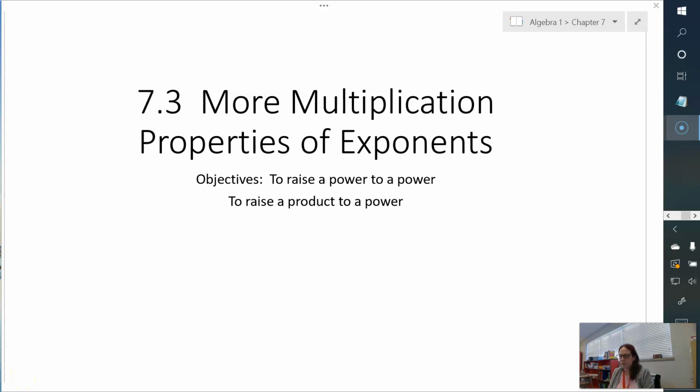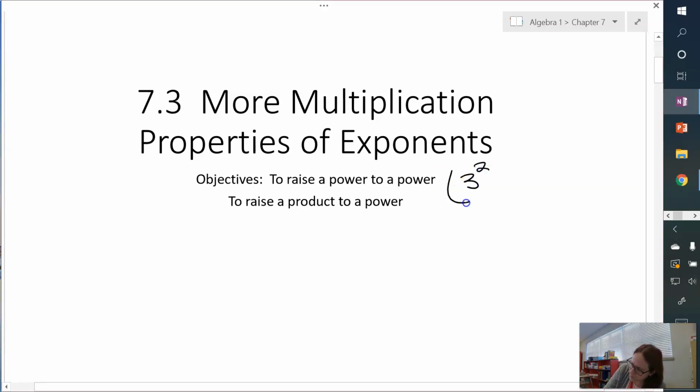Snook with section 7.3, More Multiplication Properties of Exponents. And what we're going to do today is raise a power to a power, so it might look something like this. 3 squared, and then raise that whole thing to the 4th. We can also do a product of a power.